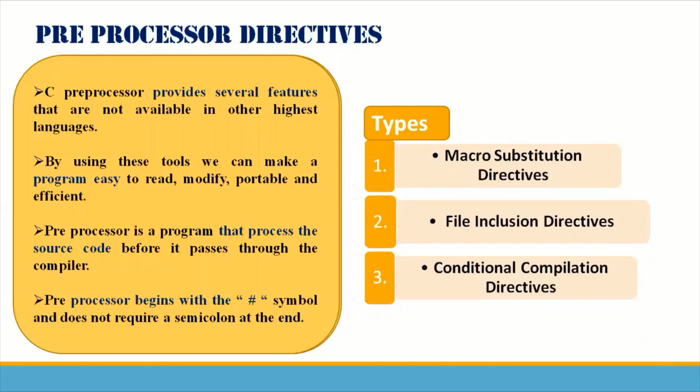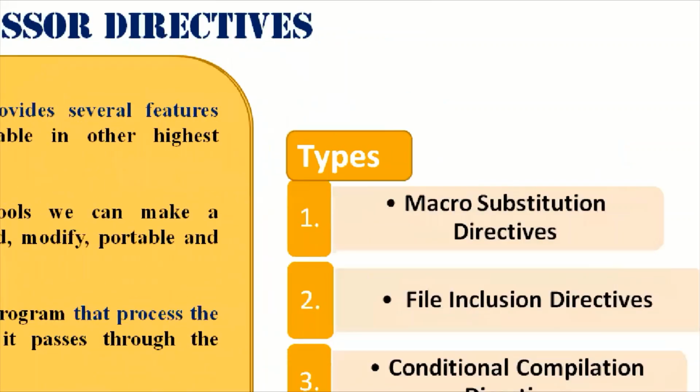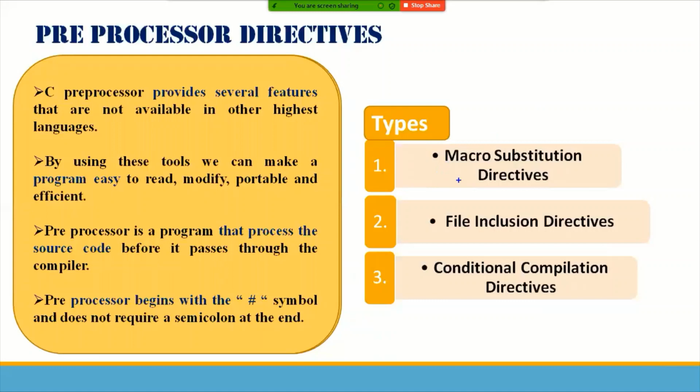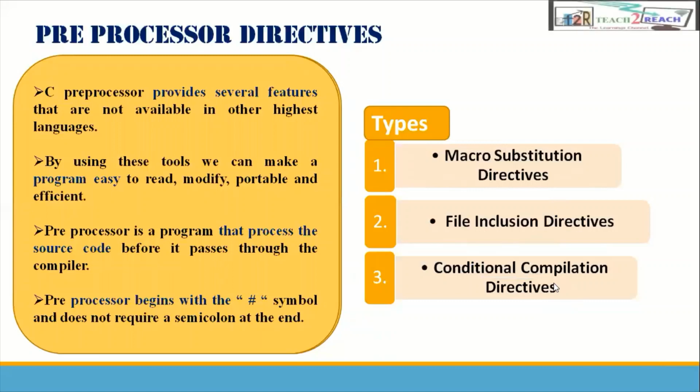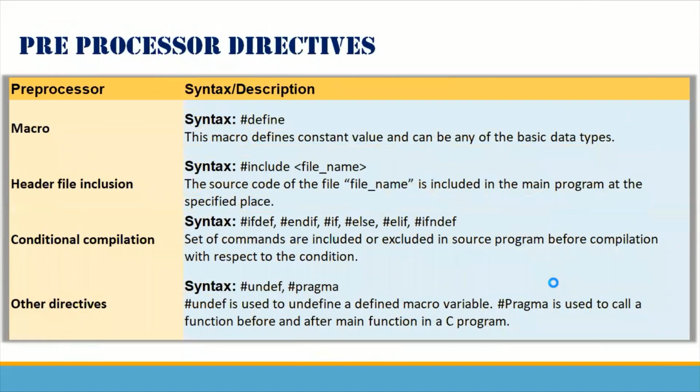So what are the different types of preprocessor directives? Generally, preprocessor directives are mainly classified into three types. First is macro substitution directives, second is the file inclusion directive, and last but not least, conditional compilation directives. We will see these three types of preprocessor directives with examples in detail.